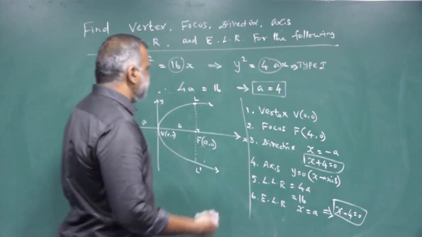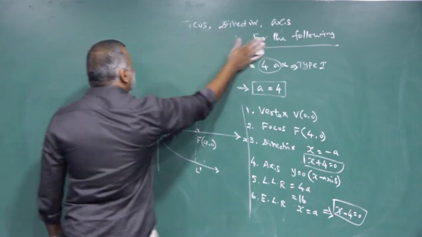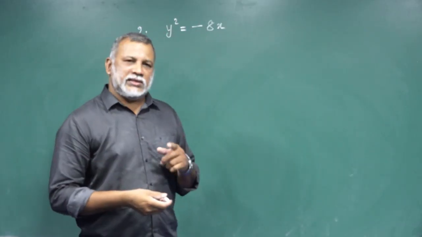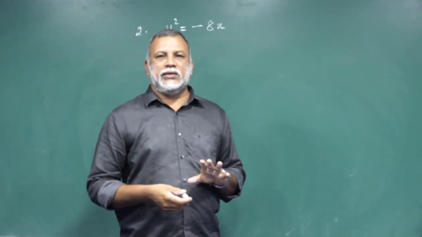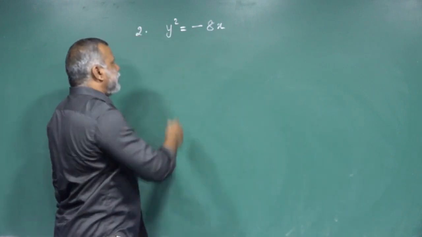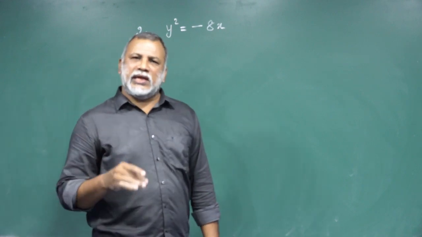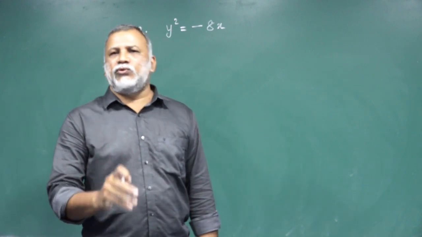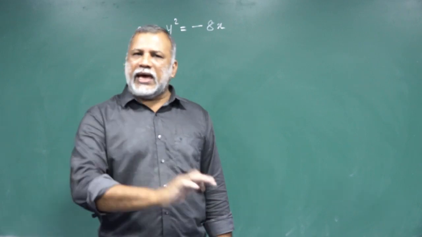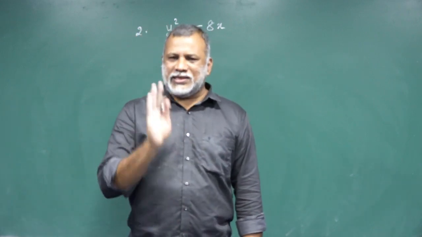Same model, you can work out sum number 2. Students, you are going to listen. We discussed model number 1 question, y squared equal to 16x. In the same model, listen here, y squared equal to minus 8x. We are going to find out the same concepts: vertex, focus, directrix, axis, length of the latus rectum, equation of the latus rectum. The same concept.